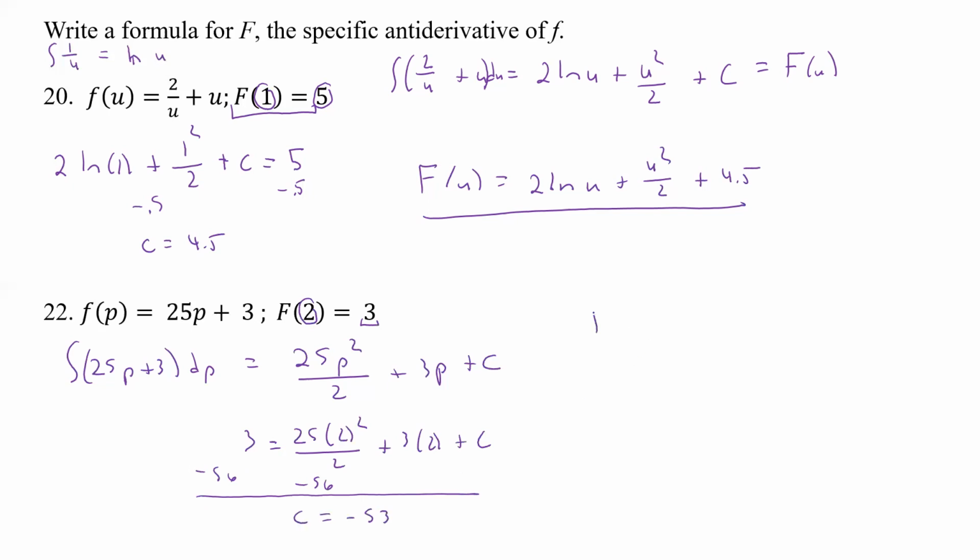So our F of P is going to be, and then if we write it without the fraction, we could say, well, that's 12.5 P squared plus 3P minus 53. And that then would be our solution. Again, we could write that as 25 over 2, but if we wanted just the decimals instead, we would do that. All right, let's stop there and we'll come back for more.